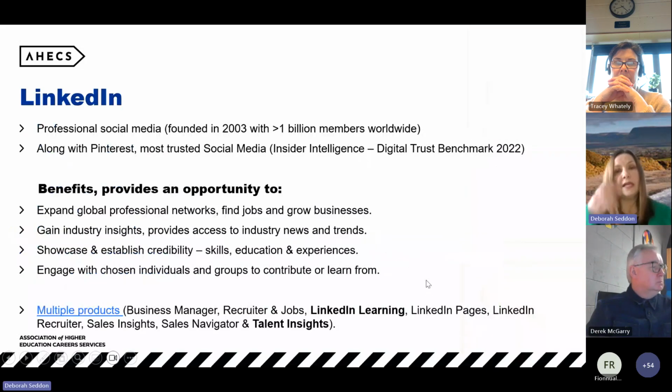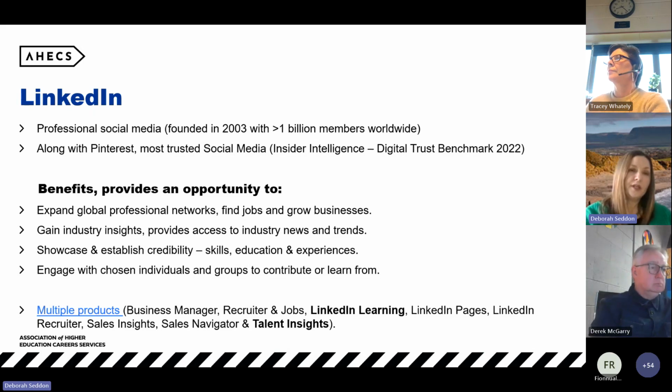Okay, so in terms of LinkedIn, like I say, we're going to start with LinkedIn. It is a social media. We know that. It was founded in 2003. There are currently over 1 billion members worldwide. It's seen as one of the most trusted social medias. I suppose that is backed up by the number of members. It was the most trusted until the last Digital Trust Benchmark survey, where it was pipped by Pinterest, which is at the moment holding that top position.